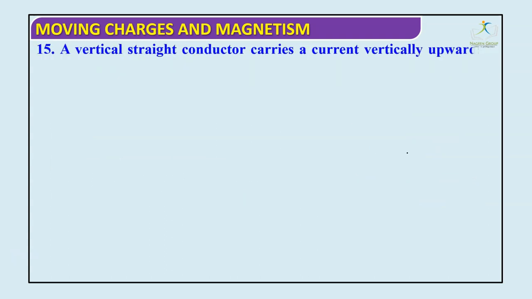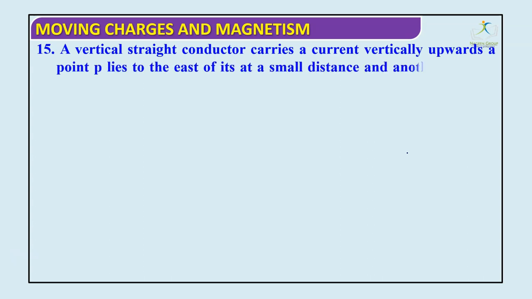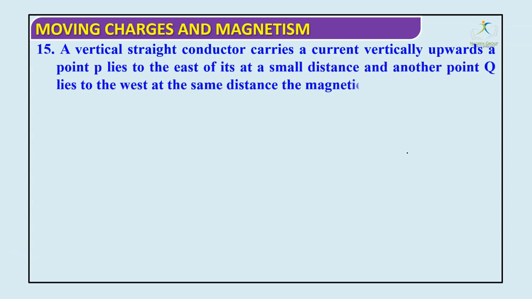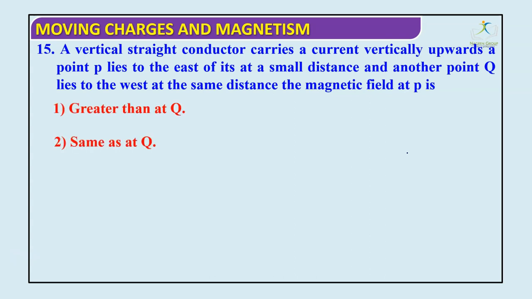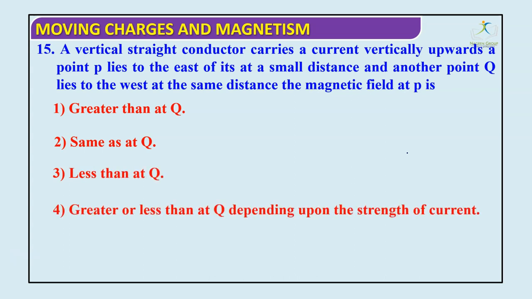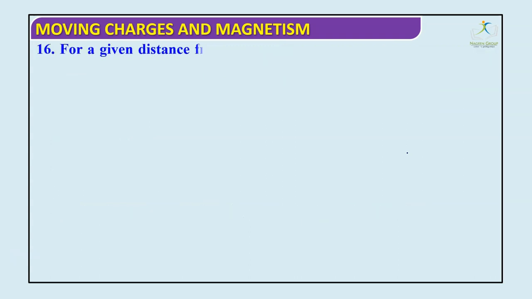A vertically straight conductor carries a current vertically upward. A point P lies to the east at a small distance and another point Q lies to the west at the same distance. The magnetic field at P is, we have these options: greater than at Q, same as at Q, less than at Q, greater or less than at Q depending on the strength of the current. So the correct answer for this question is greater than at Q. Moving ahead, we'll have a next question.